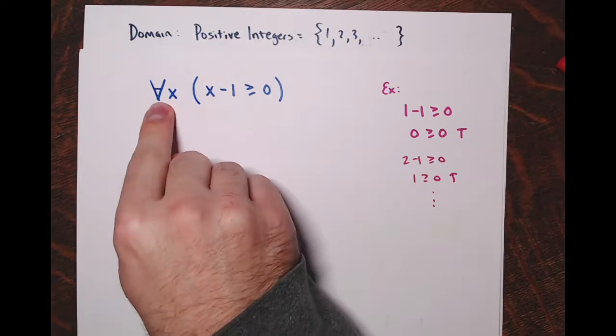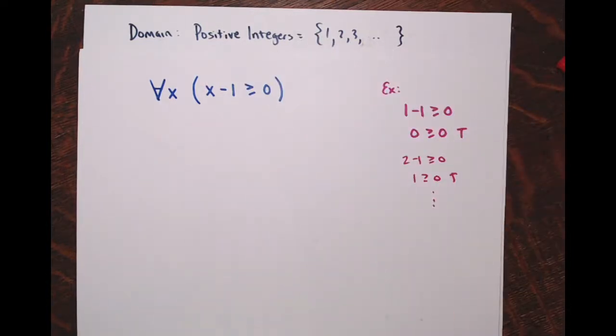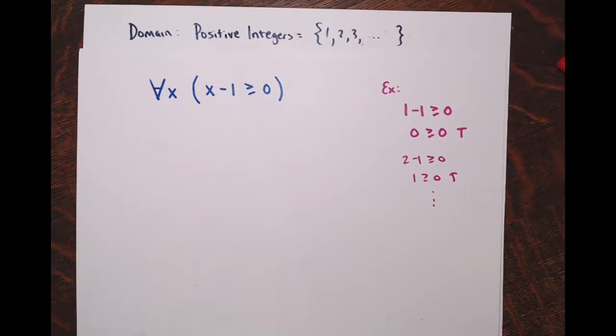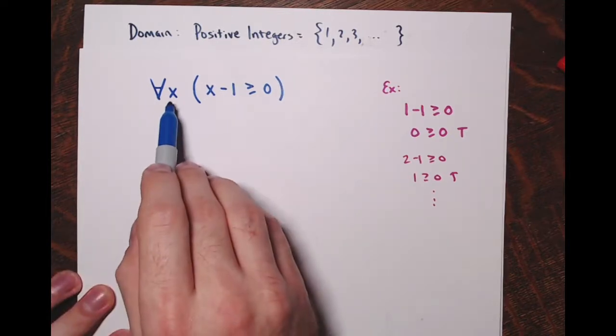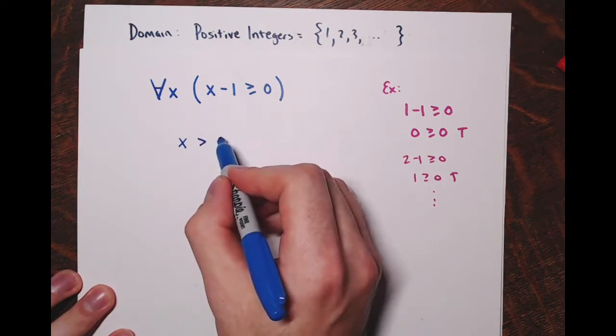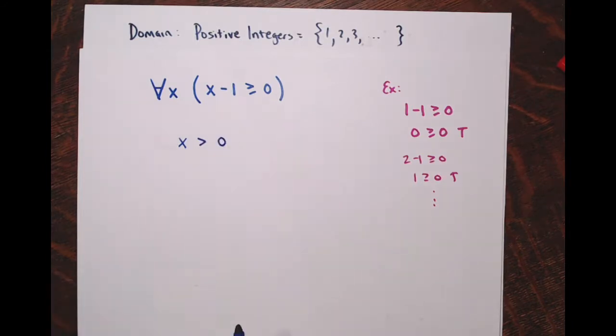We have to show for all, and there are infinitely many. There's no way you're going to write out infinitely many examples. But just after a couple, I'm believing that this is a true statement. So again, I start with something I know. X is a positive integer, so I know that x is greater than 0 for sure.